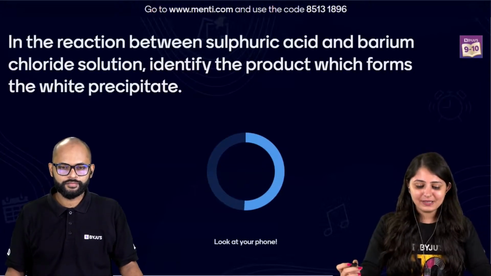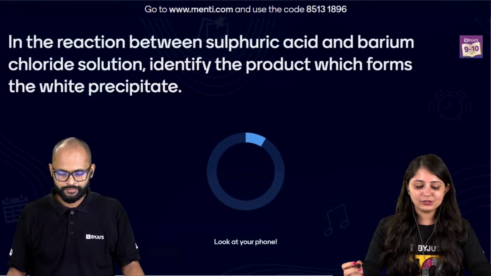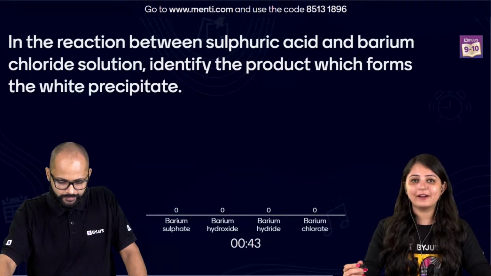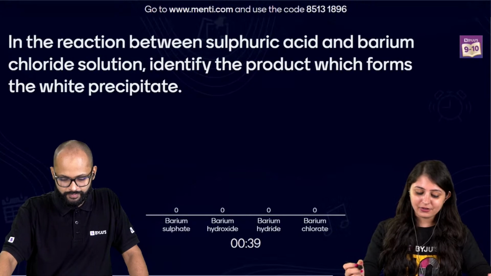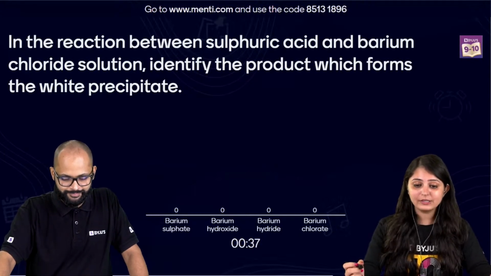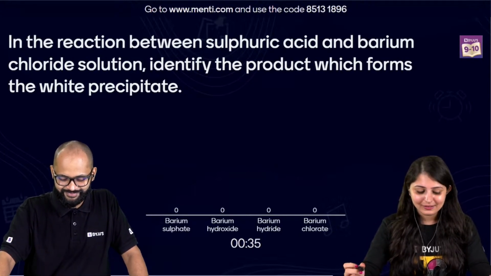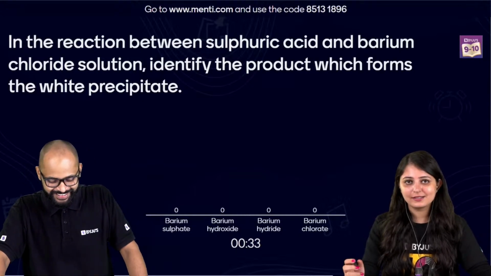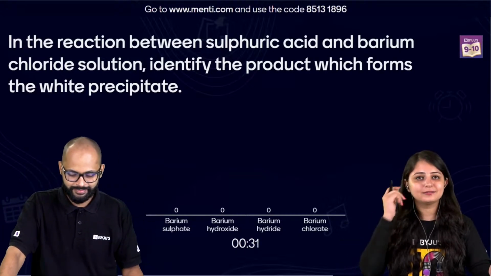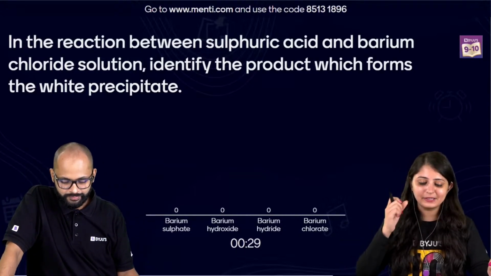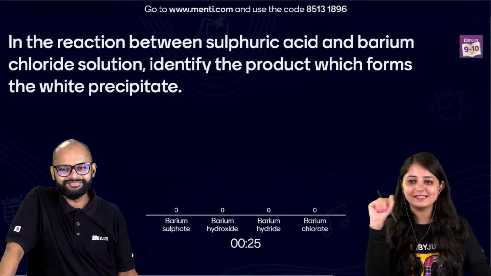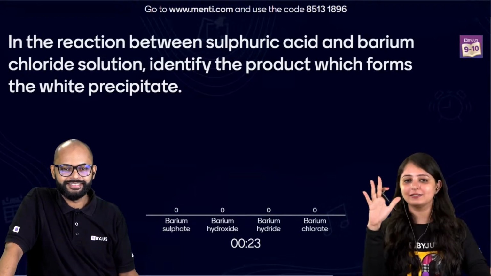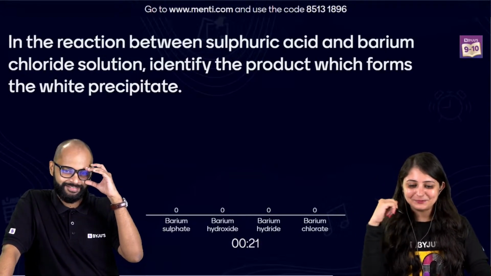Okay, in the reaction between sulphuric acid and barium chloride solution, identify the product which forms the white precipitate. Is it barium sulfate, barium hydroxide, barium hydride, barium chloride? What is it? Come on. They've given you the hint that it's white in color. It's given in the question. You just need to know the meaning of a precipitate, I think, for this question. And of course, basic equation forming skill. That's it. Basic reaction. Even I know this.